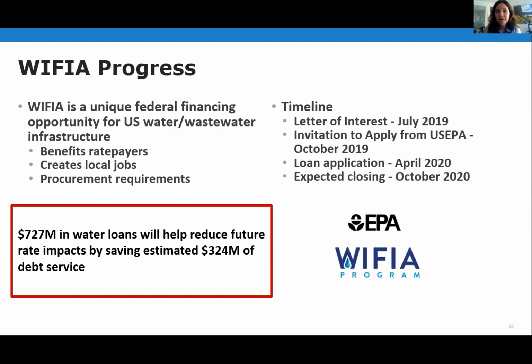To give you a sense of our timing, we submitted a letter of interest in July of 2019. October of 2019, we were informed by the US EPA that we have an invitation to apply. We've been working with the EPA and our finance group at the Water Bureau to get all our ducks in a row, and our loan application was submitted April of this year, and we're expecting to close in October. When we look at the loans that we're asking for from the EPA, it's $727 million in water loans, and it'll help reduce our future rate impacts by saving us an estimated $324 million in debt service.